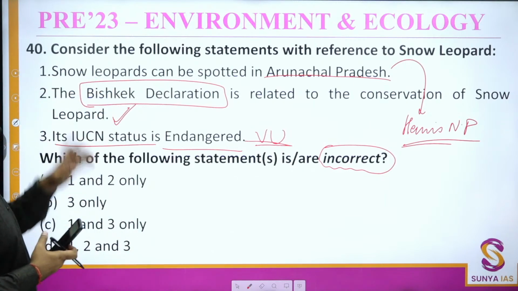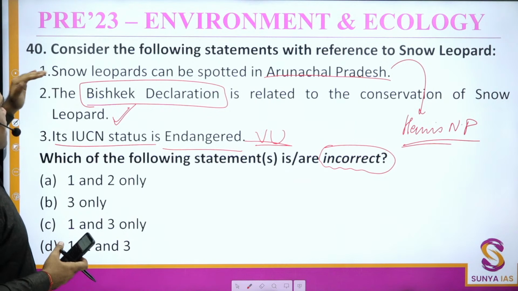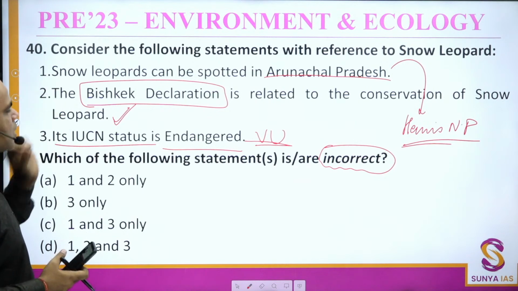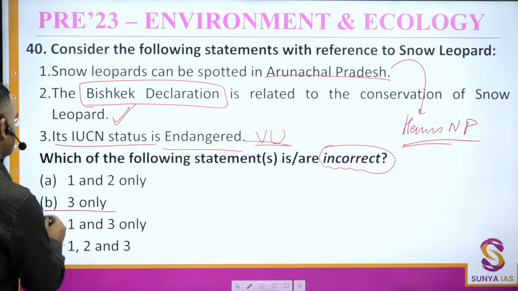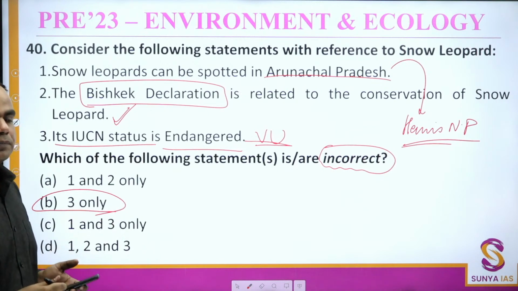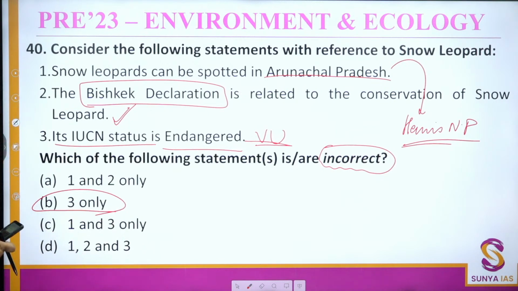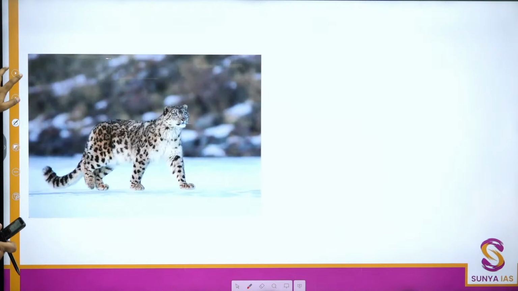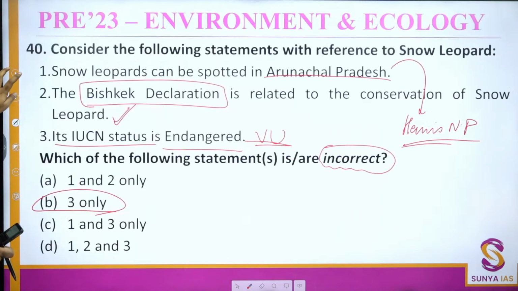So with respect to snow leopards, statements 1 and 2 are correct. The question is asking you what is not correct, so this is not correct. B, 3 only. This is the snow leopard we are talking about.